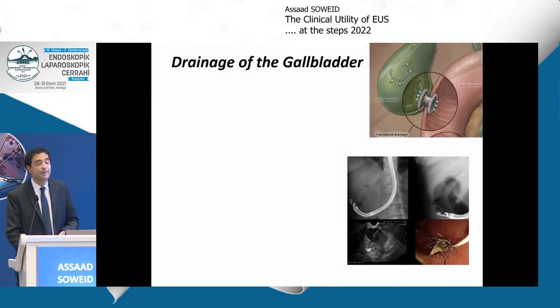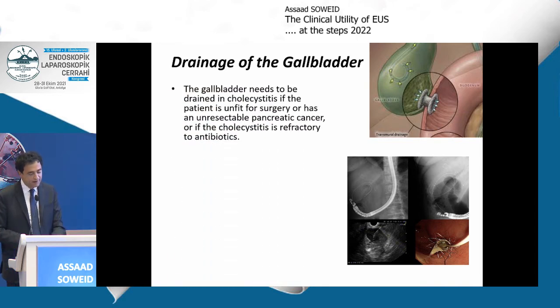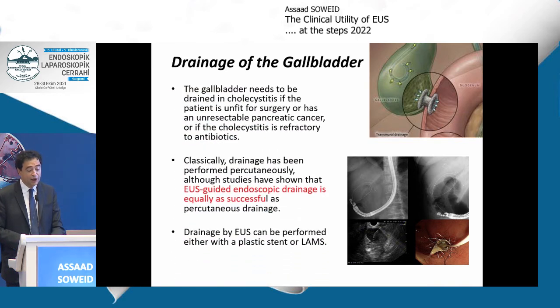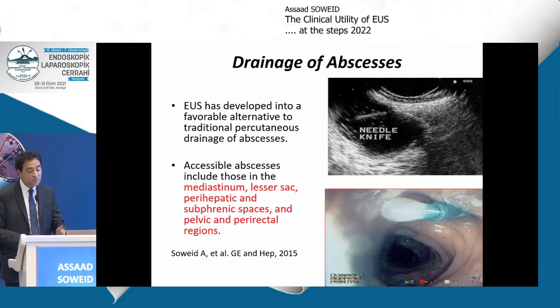Drainage of the gallbladder is becoming more and more popular. We have older patients, sicker patients, not surgical candidates who have acalculous cholecystitis, and what we do is we place lumen opposing stents. The scope is placed in the duodenum. We identify the large, dilated gallbladder, and we pass a guide wire, and then we place the stent for internal drainage of the gallbladder.